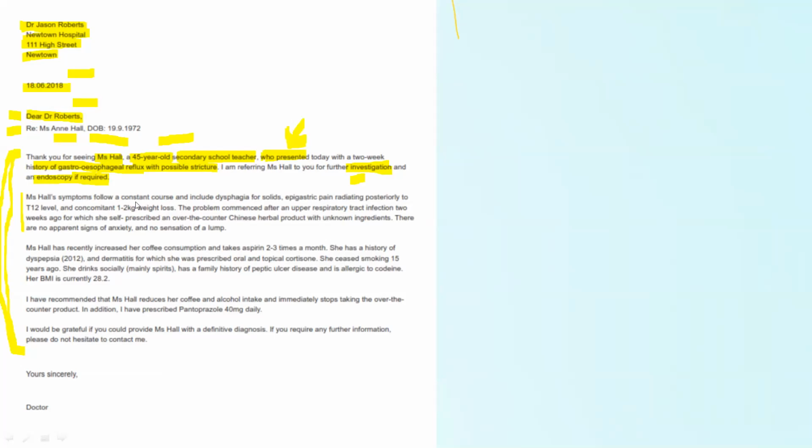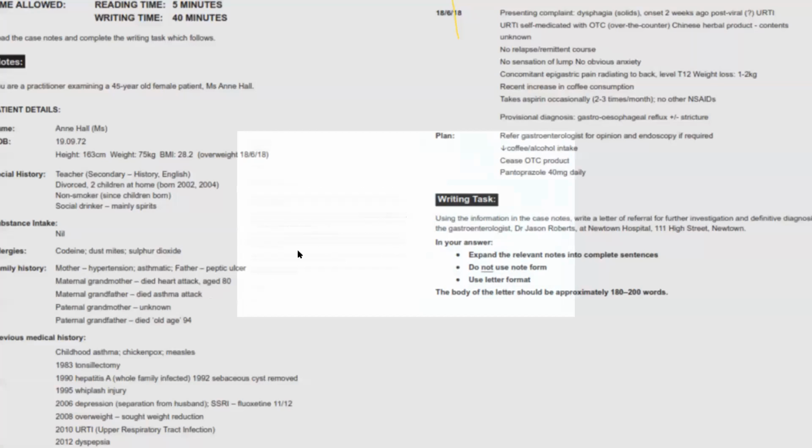Okay. In the first paragraph, Ms. Hall's symptoms follow a constant course. Of course, here we see that the progression of the course is important to know the severity of this case. So we included that the patient's course is constant, no relapse or no crisis, a constant course, and include dysphagia for solids and epigastric pain radiating posteriorly to T12 and concomitant weight loss of 1 to 2 kilograms.